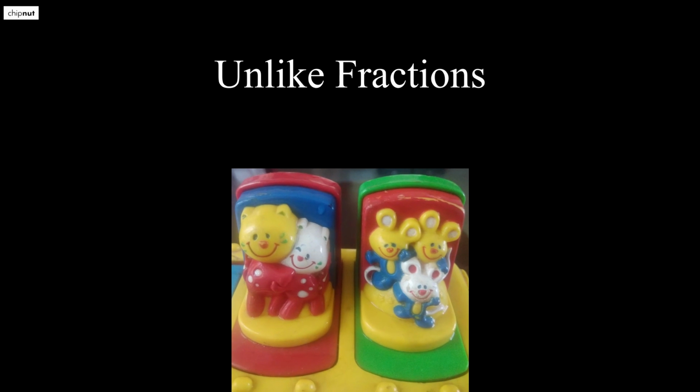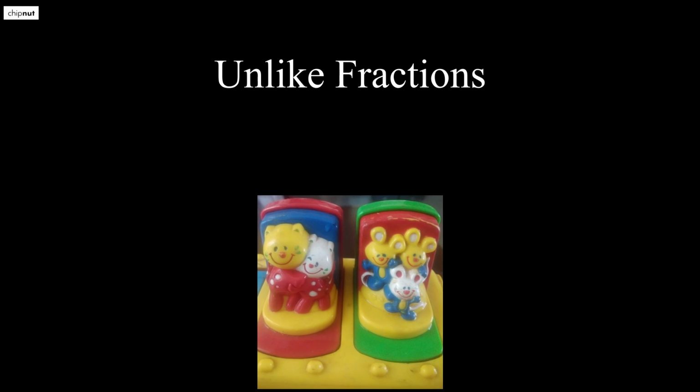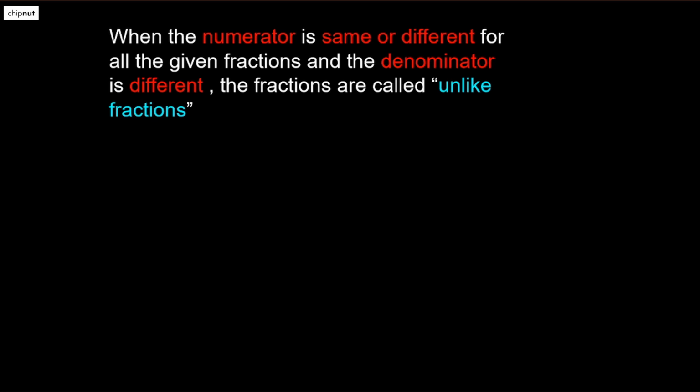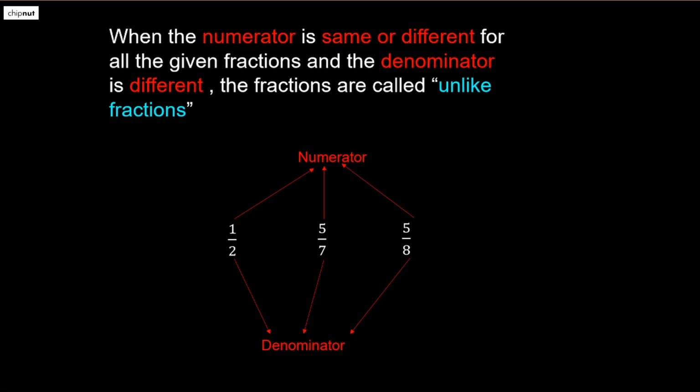Now let us understand unlike fractions. When the numerator is the same or different for all the given fractions and the denominator is different, the fractions are called unlike fractions. We can see, friends, that in two places the numerator is the same, but everywhere the denominator is different, and this becomes unlike fractions.